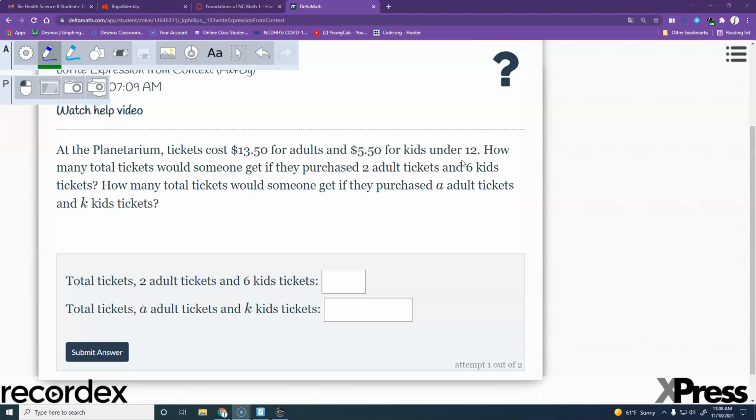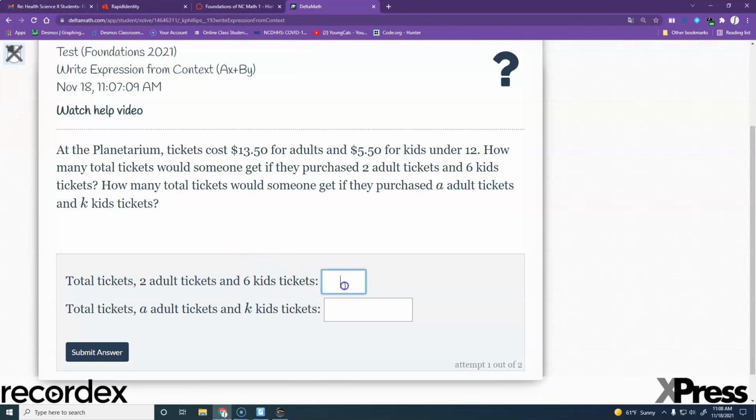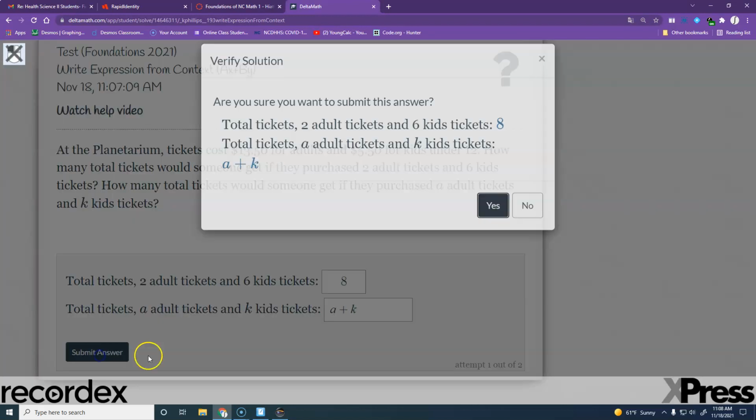How many total tickets would someone get if they purchased A adult tickets and K kid tickets? Let's check this and see if it's going to be right. I think it's going to be 8. And it's A adult tickets and K kid tickets. So it'd be A plus K. Let's see if this is right.